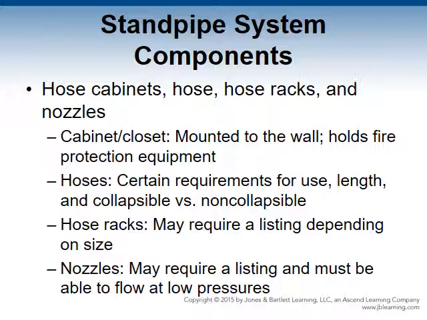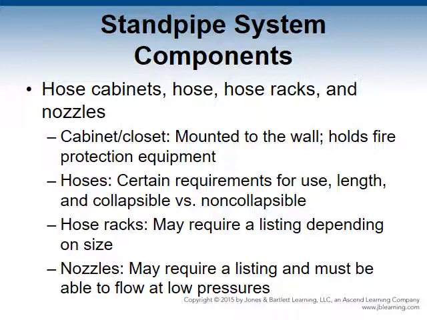Hoses. On Class 2 standpipe systems, a 1.5-inch hose must be lined and ready for use. It must be no more than 100 feet long and can be collapsible or non-collapsible. If the hose is less than 1.5 inches, it must be non-collapsible.